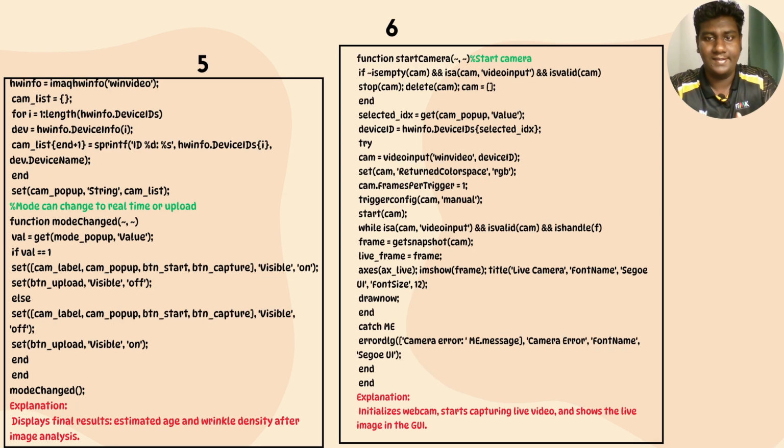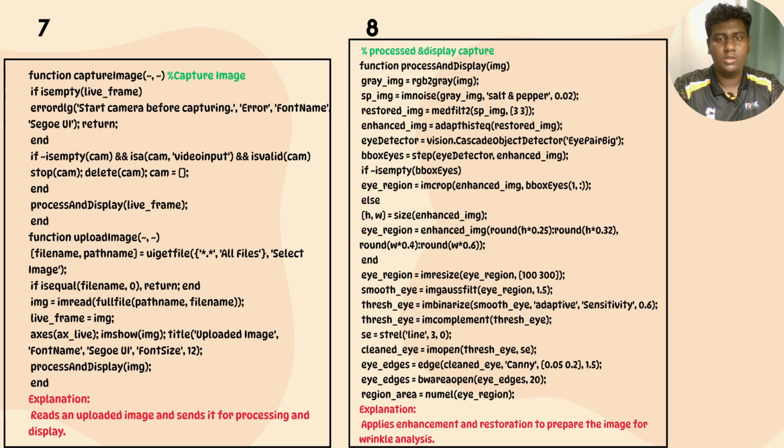Okay, next line of code is we include the mode that can change between real time or upload. We use the mode change function, and we also use the if-else method to choose upload or real time, and display the final result, estimated age and wrinkle density, after the image analysis. Also we initialize the webcam, start capturing live video, and show the live image in the graphical user interface. In this part of the code we just capture the image, and we also set up the image types, for example jpeg, jpg, png, and etc.